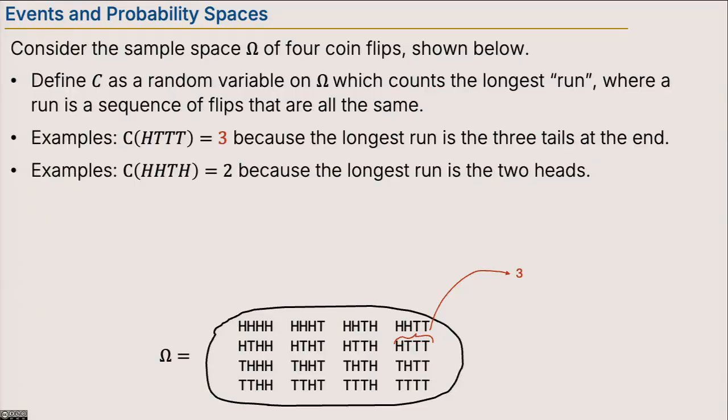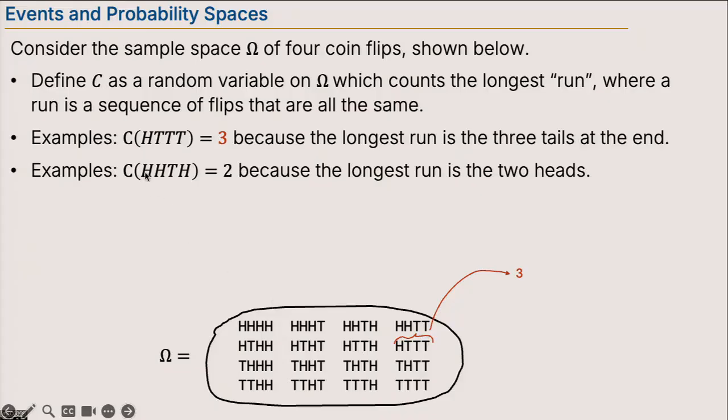So here again are some coin flips. We know this example well. And I've come up with a very strange random variable, which counts the longest run. Okay? What do I mean by a run? Well, it's a sequence of flips that are all the same. You wouldn't really see this random variable ever. I just picked it to be extremely arbitrary. So for example, if I have these 4 coin flips here, heads, tails, tails, tails, this random variable C gives me back 3, because the longest run is 3 tails at the end.